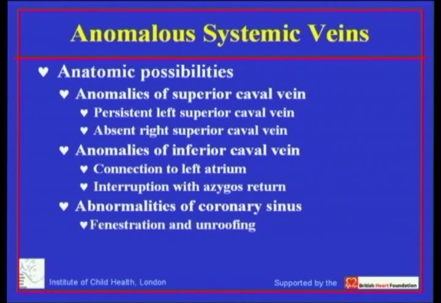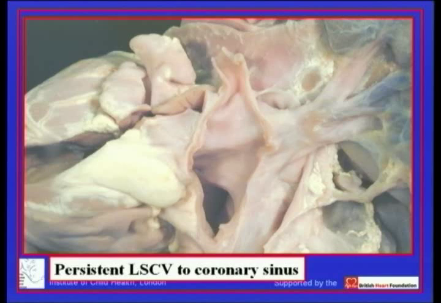And then abnormalities of the coronary sinus, fenestration and unroofing, which we'll talk about several times, both today and tomorrow. And then a strange structure which is neither levo-atrial nor cardinal, yet for better or worse is called the levo-atrial cardinal vein. And I'll introduce you to what that malformation is, if you haven't come across it already.